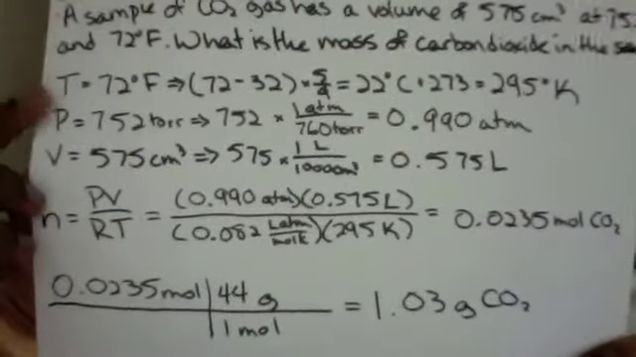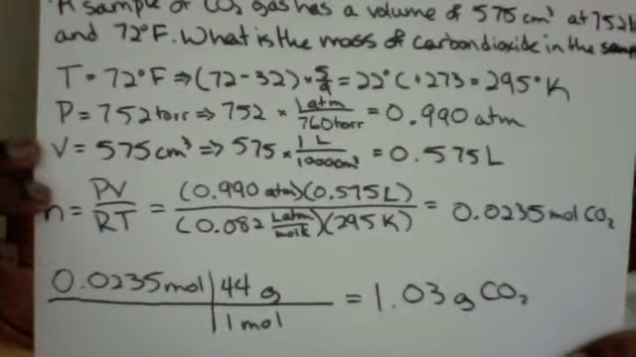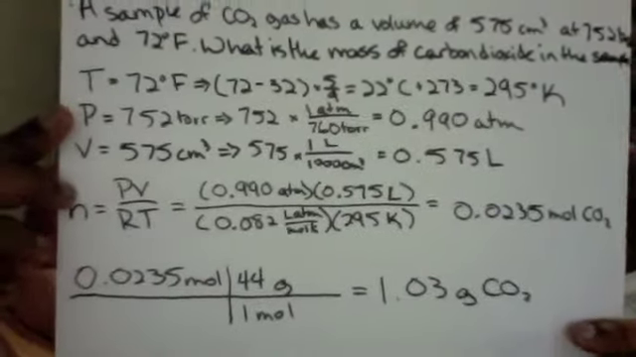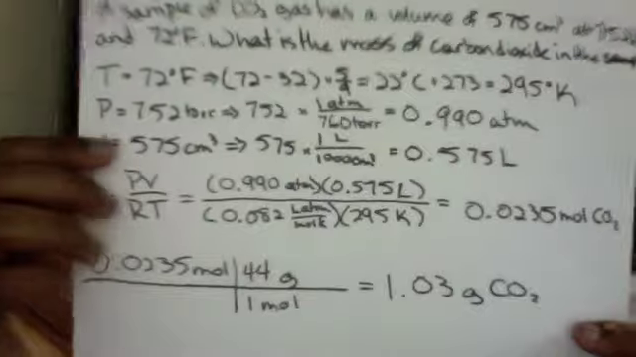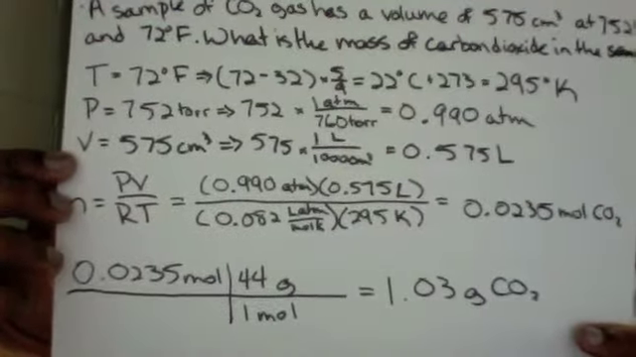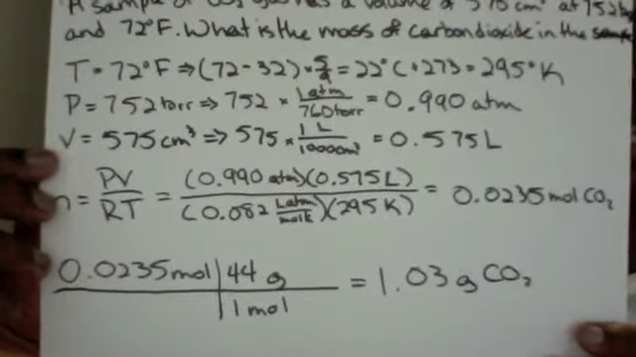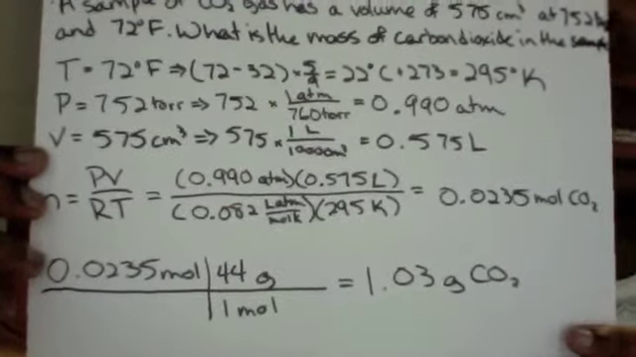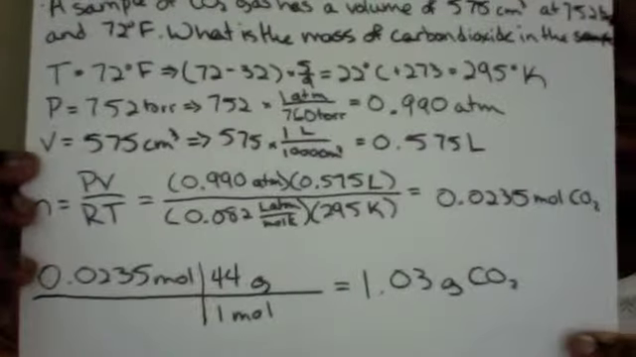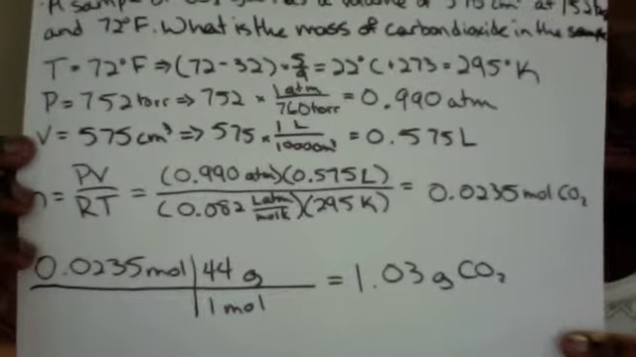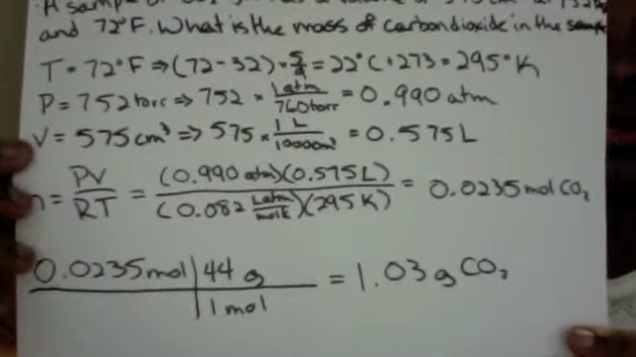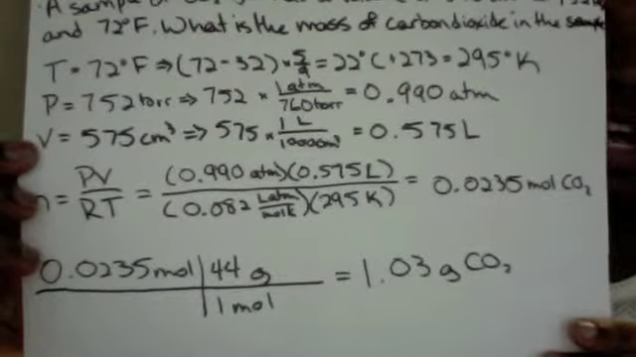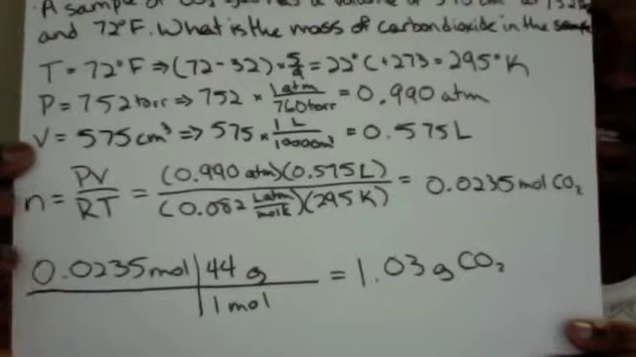The first thing we have to do is change all of our values to the right units. We have 72 degrees Fahrenheit, and we're going to convert that to Kelvin by going through these steps as seen. We have 752 torr as the pressure. Divide that by 760 torr, which is equal to 1 atmosphere, and you get 0.990 atmospheres. Our volume is 575 centimeters cubed, and 1 liter is equal to 1,000 of those, so we divide and get 0.575 liters.